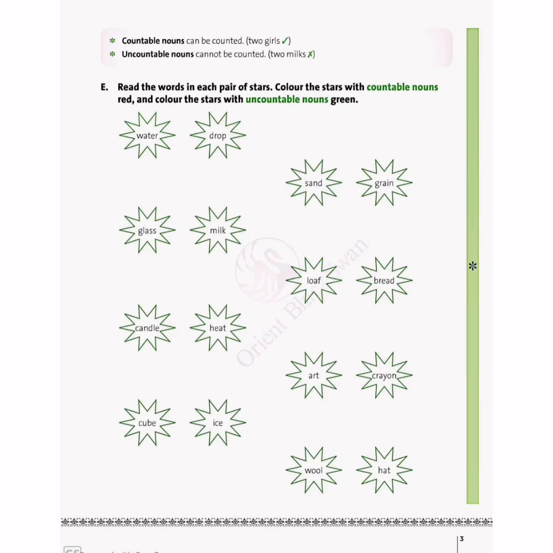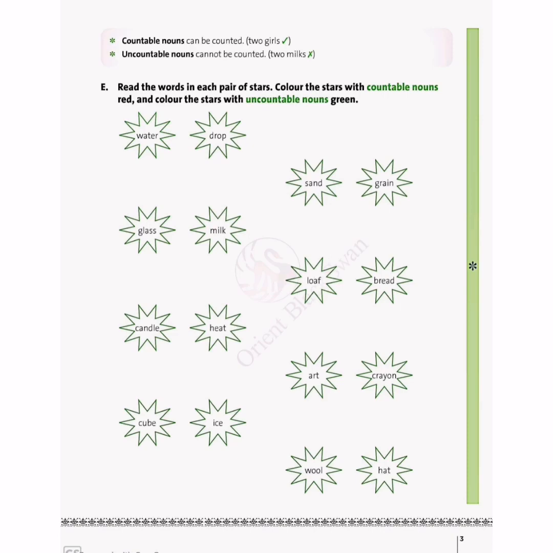In this exercise, number E, what we are supposed to do is color the stars with countable nouns red and color the stars with uncountable nouns green. Now the first word is water. We cannot count water. So in this star you will fill the green color because it is an uncountable noun. Next we have drop. Children, we can count drop, like 1 drop, 2 drops, 3 drops, 4 drops. So this will be a countable noun, and we will color this star with red color.